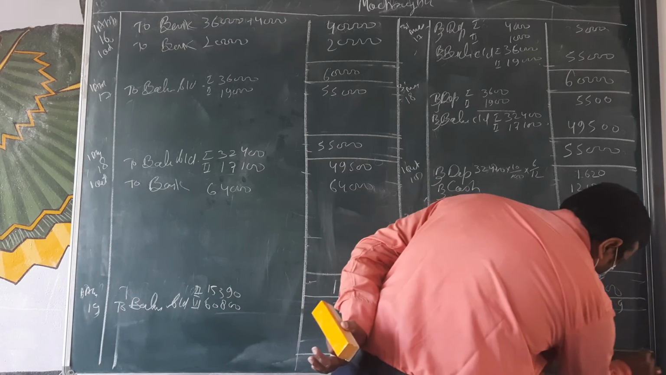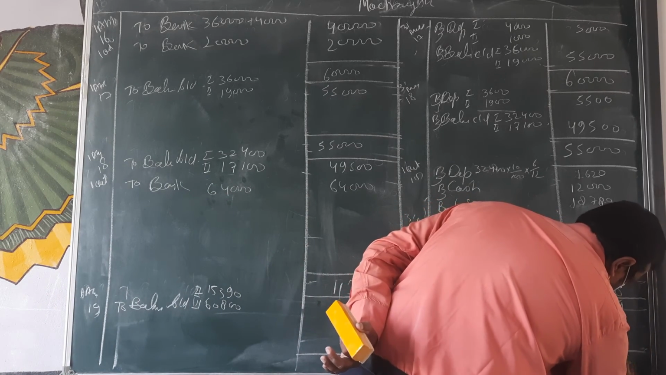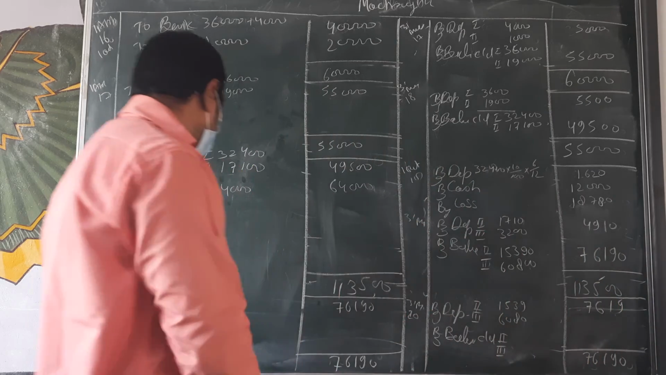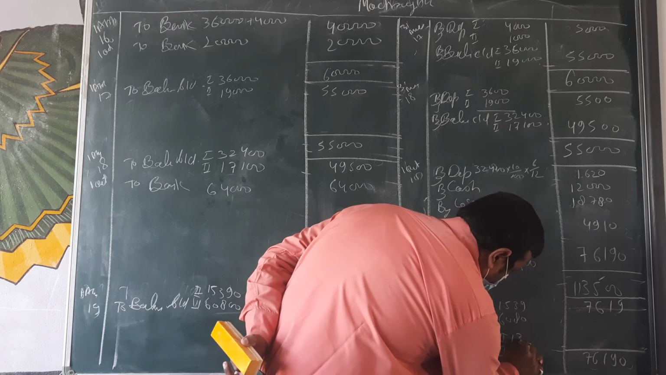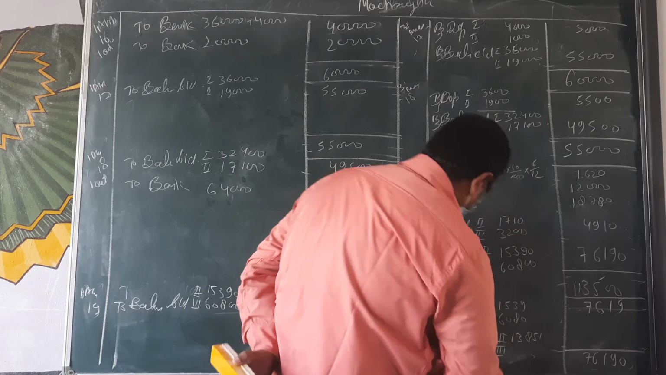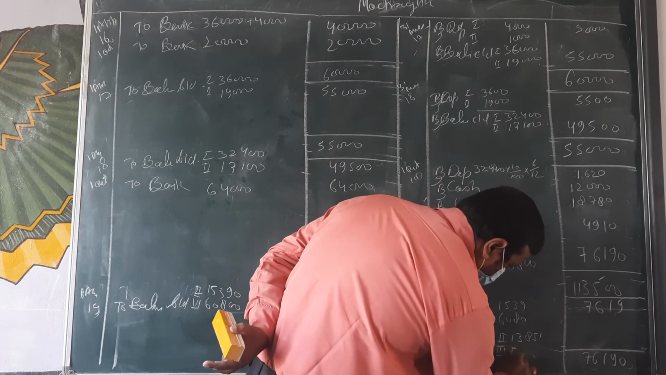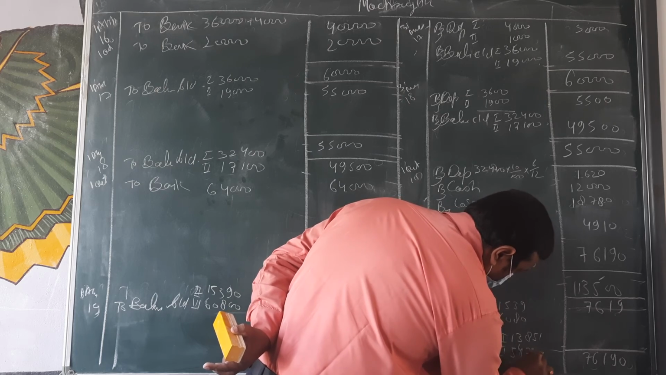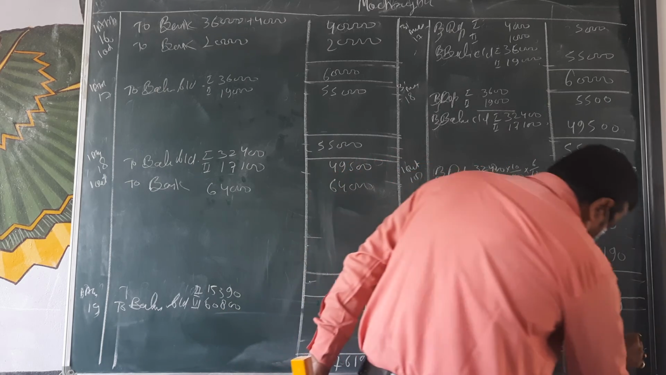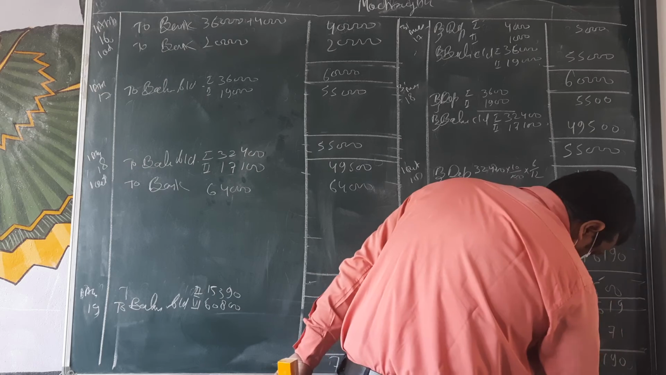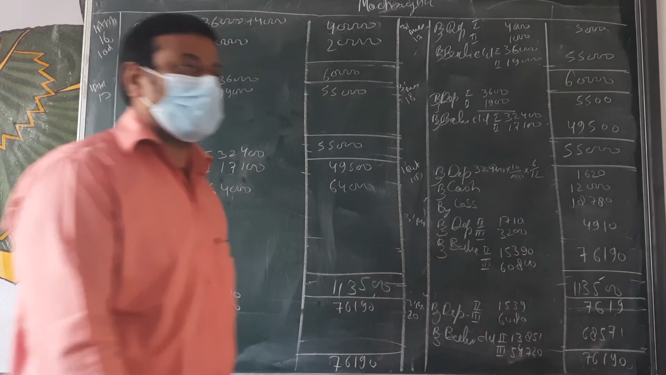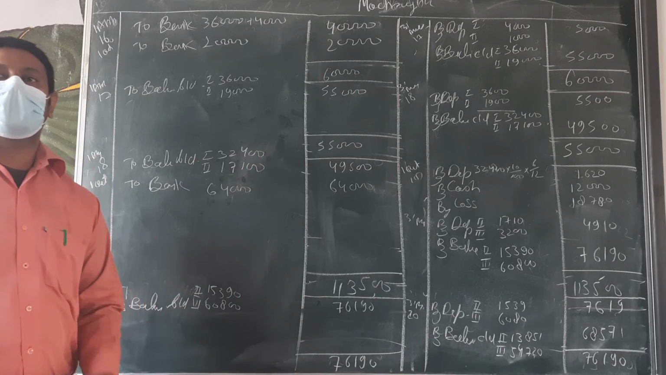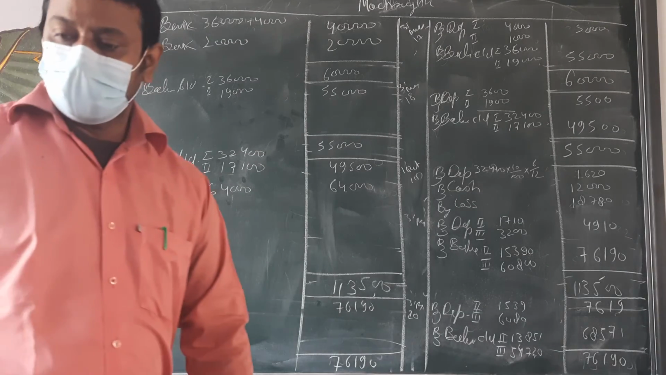76,190. See the difference? 13,851 and 54,720. And total amount is 68,571. Is the answer coming or not? Just check. Check, everyone.